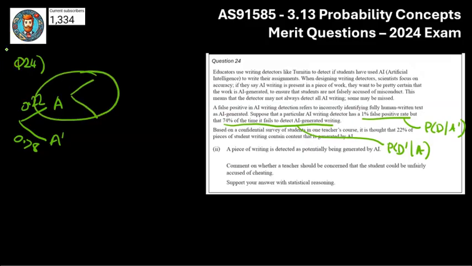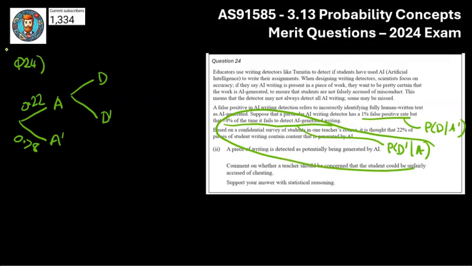So this first split here, if the student used AI, the Turnitin software either detected or did not detect that AI. And that related to this bottom probability here. So 74% of the time it failed to detect the AI. So that means this branch here is 0.74, which means the other 0.26 along the top was correctly detected.